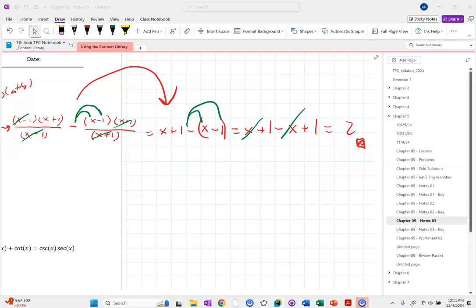You might recognize the second problem on this sheet is one that we already did in the notes, so we're going to skip that one and go to the back page.